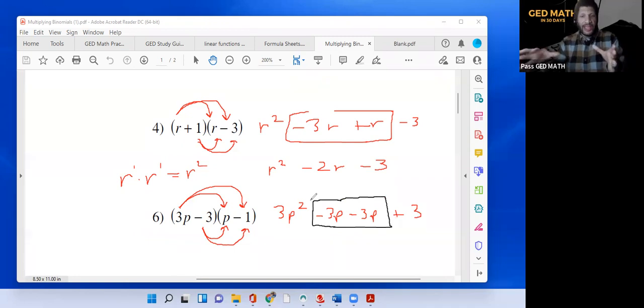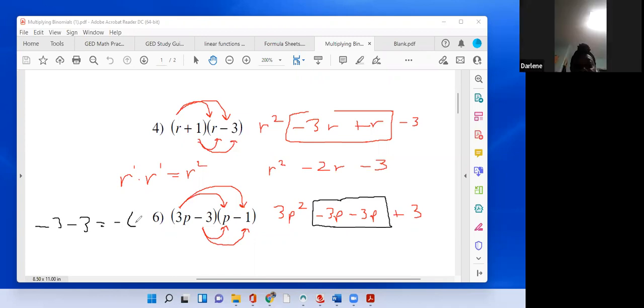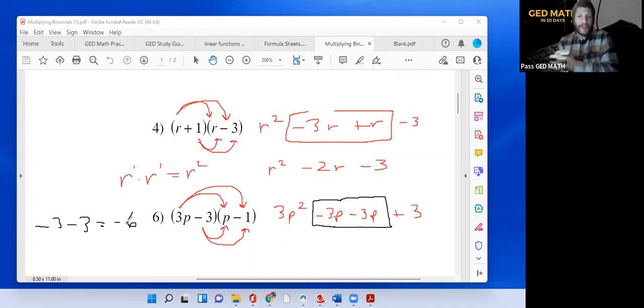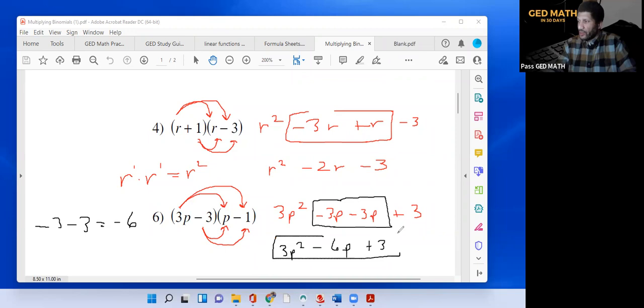So then what you have to recognize is you have two like terms. By like terms I mean they have the same variable. When they have the same variable and you're trying to combine them, you just look at their coefficients. So minus 3 and minus 3 is what? Minus six. The common mistake people make is they say, oh, same sign, positive. No, same sign is positive when you're multiplying or dividing. When you're combining, it's like adding or subtracting. So minus 3 and minus 3 is minus 6, so we get 3p squared minus 6p plus 3. This would be your final answer.